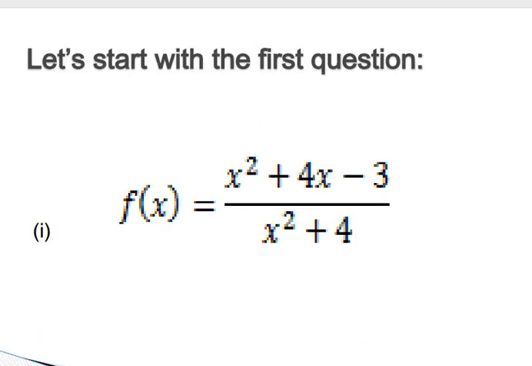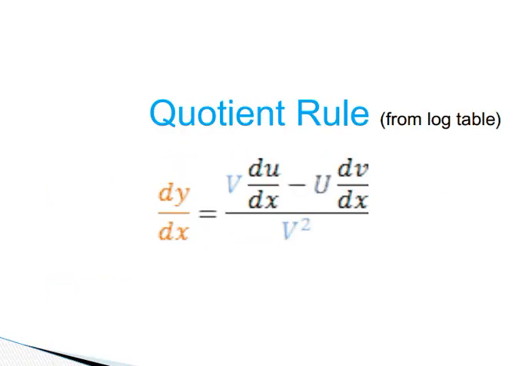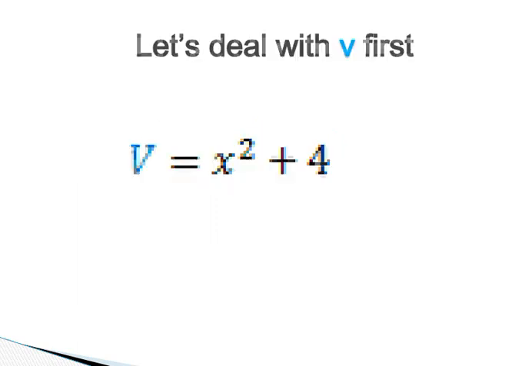Let's start with the first question, which is f of x equals (x squared plus 4x minus 3) over (x squared plus 4). Here you can see that's a fraction, so therefore we use the quotient rule. From the log table we see that the quotient rule is dy dx equals v multiplied by du dx minus u multiplied by dv dx, all over v squared. In this question, u is x squared plus 4x minus 3 and v is x squared plus 4.